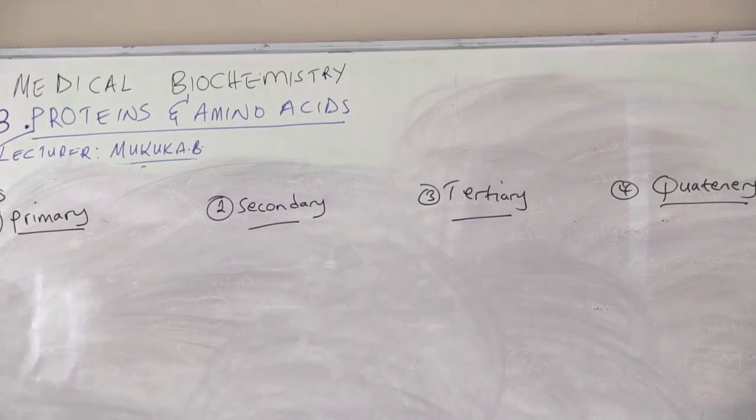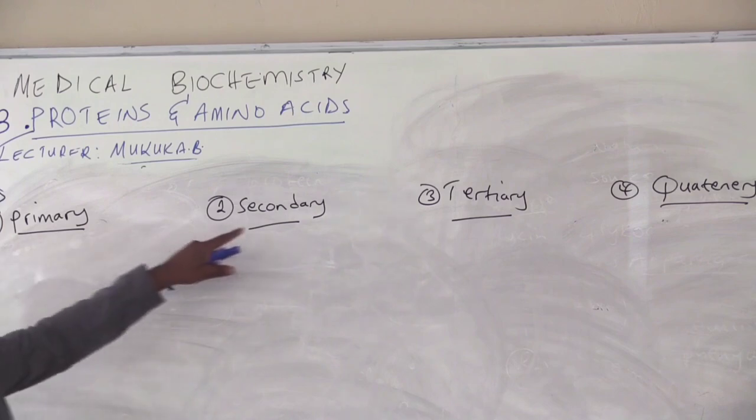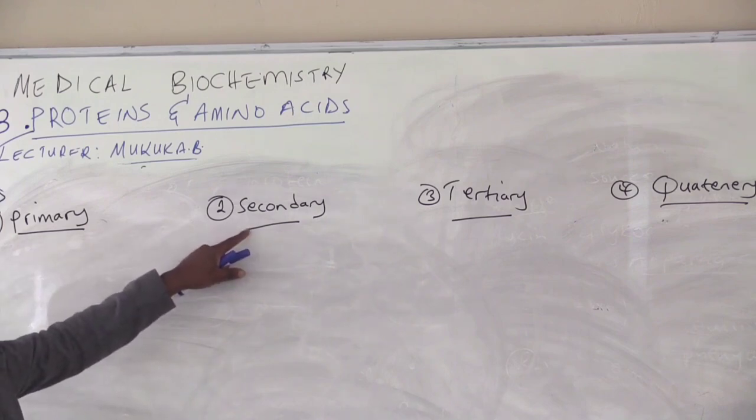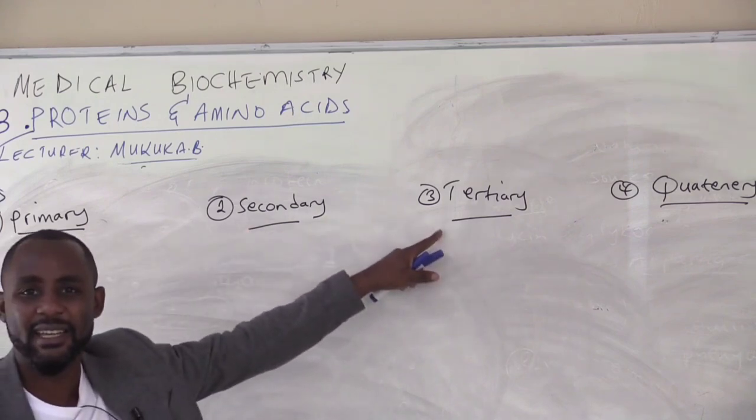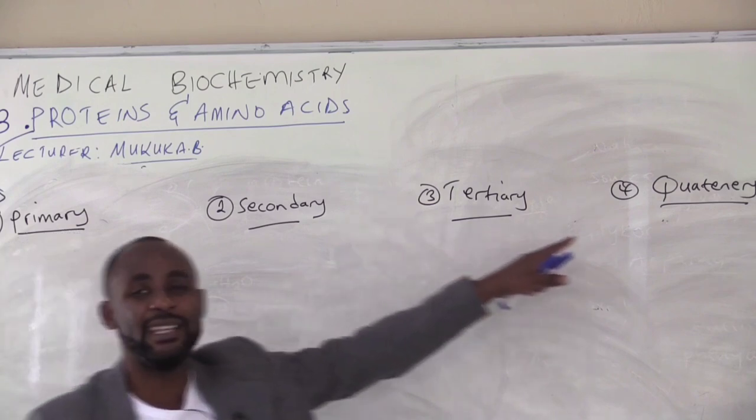You should remember something very important before I go into the details. The order in which they are determines the complexity. So primary is less complex than secondary, and secondary is less complex than tertiary, and tertiary is less complex than quaternary.